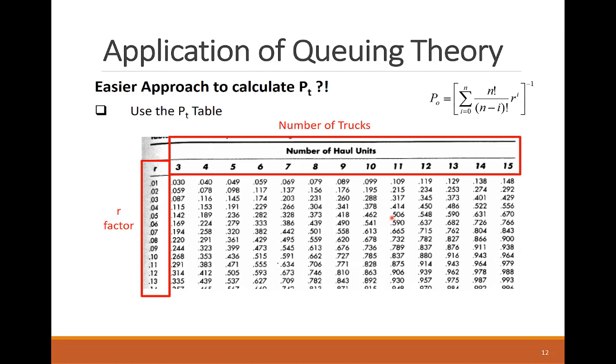As shown, for each pair of N and R values, you can easily identify the PT probability value in decimal form. For example, in a crew of 6 trucks and R of 0.05, this crew will have a probability of 28.2% to have a truck ready to be loaded at any point of time. That was quick.